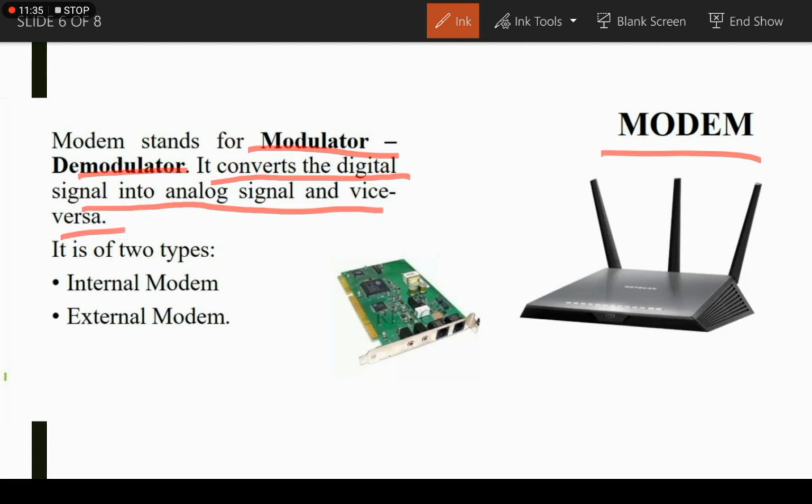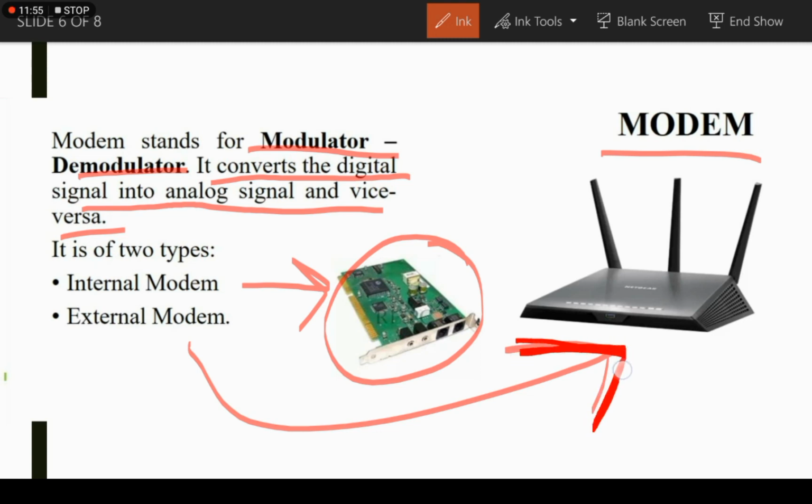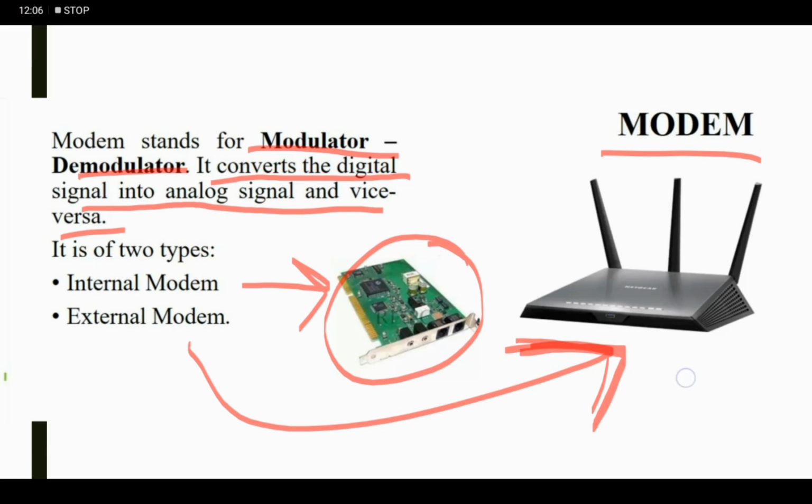There are two types of modem. First one is internal modem and second one is external modem. As you can see, this is an internal modem which fits inside your computer CPU, and this is an external modem. This is basically a wireless modem. You can put it at any position and you can use this modem with the help of Wi-Fi network.